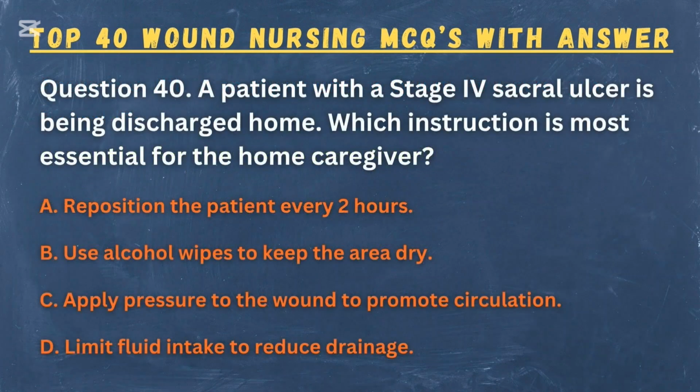Question 40. A patient with a stage 4 sacral ulcer is being discharged home. Which instruction is most essential for the home caregiver? A. Reposition the patient every 2 hours. B. Use alcohol wipes to keep the area dry. C. Apply pressure to the wound to promote circulation. D. Limit fluid intake to reduce drainage.